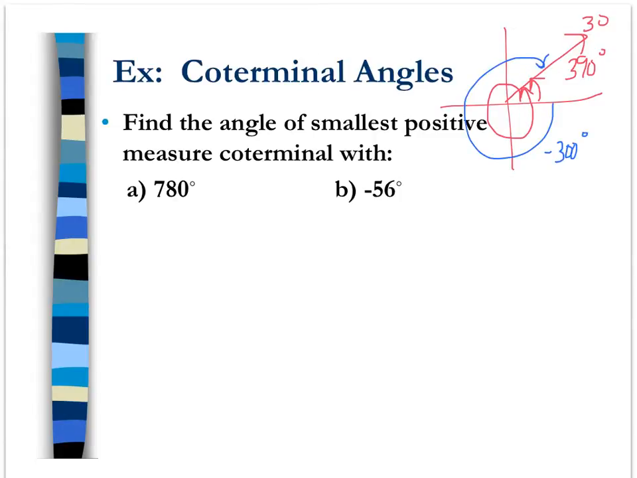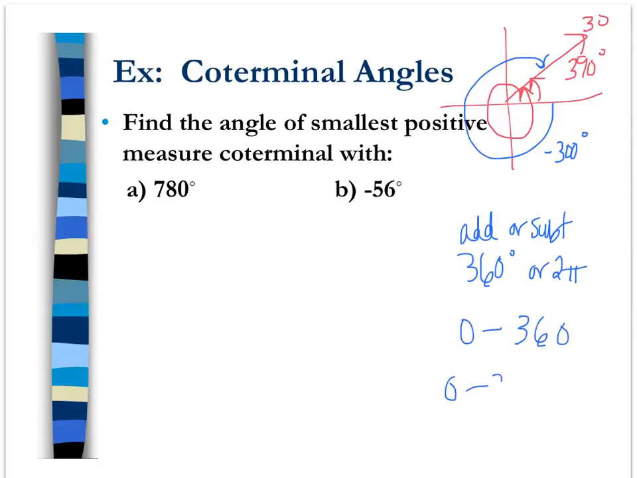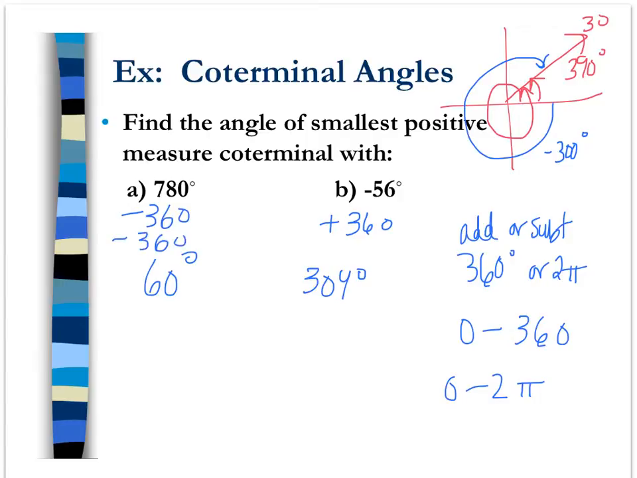So when you're asked to find coterminal angles, what you want to do is add or subtract 360 degrees or 2 pi if you are in radians until you get an angle that is in between 0 to 360 or 0 to 2 pi. In these two examples, this would be 60 degrees and this would be 304 degrees. Here we would add 360, here we would subtract 360 2 times.